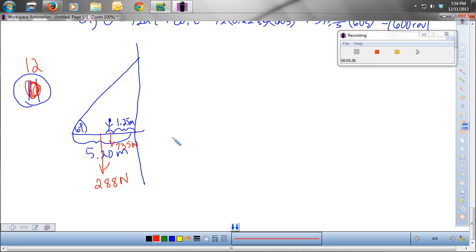Okay. So then they said, what is the weight of the man? Well, we just found that. W equals mg. So 75 kilograms times gravity gives me that weight of 735. And then part B, and again I'm working number 12 and not number 11, I apologize, said, what is the tension in the cable?